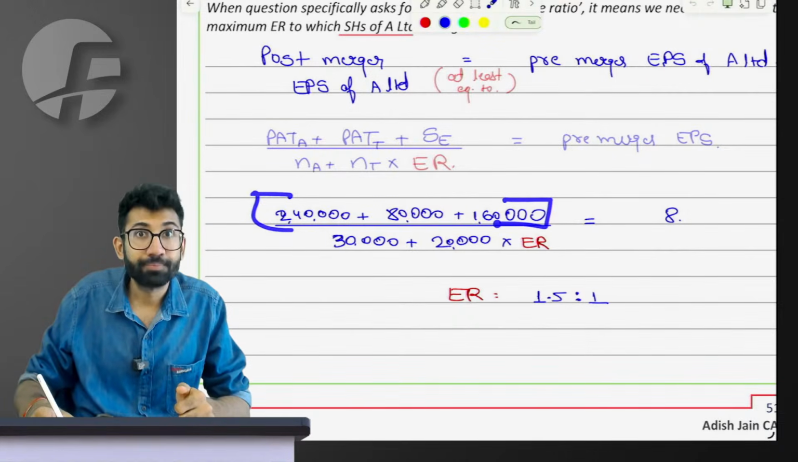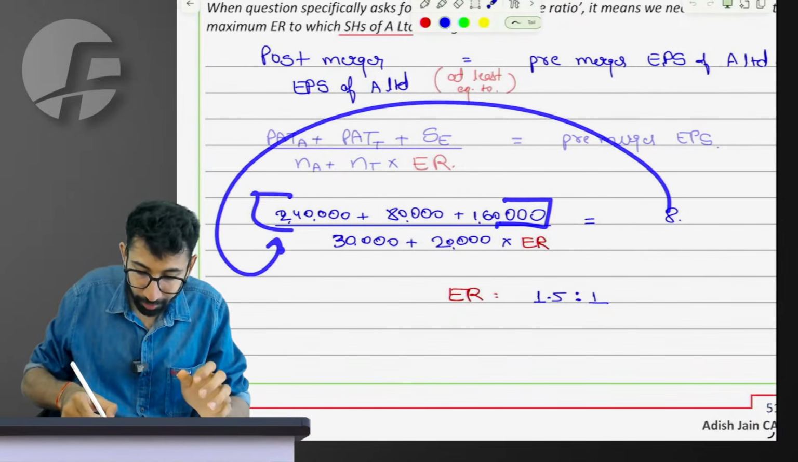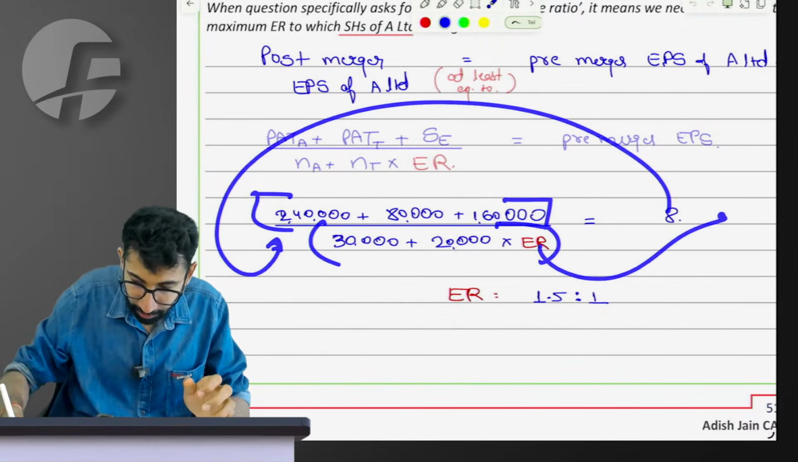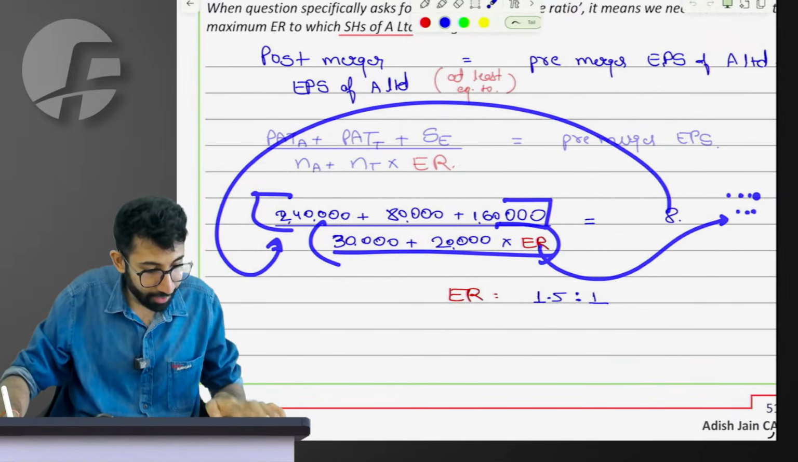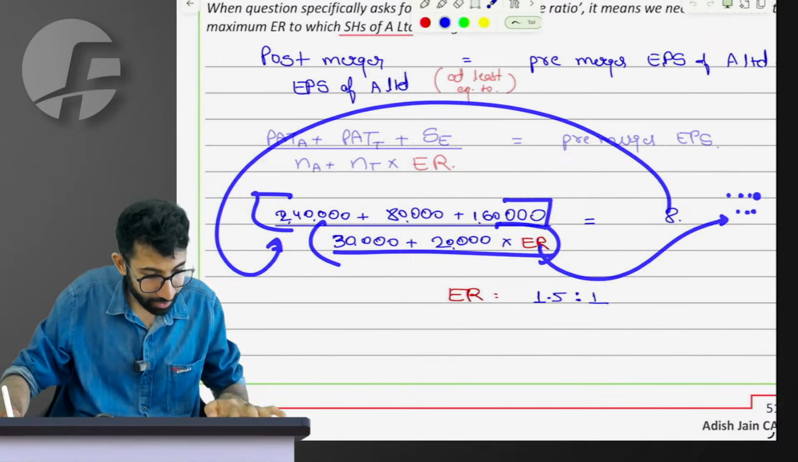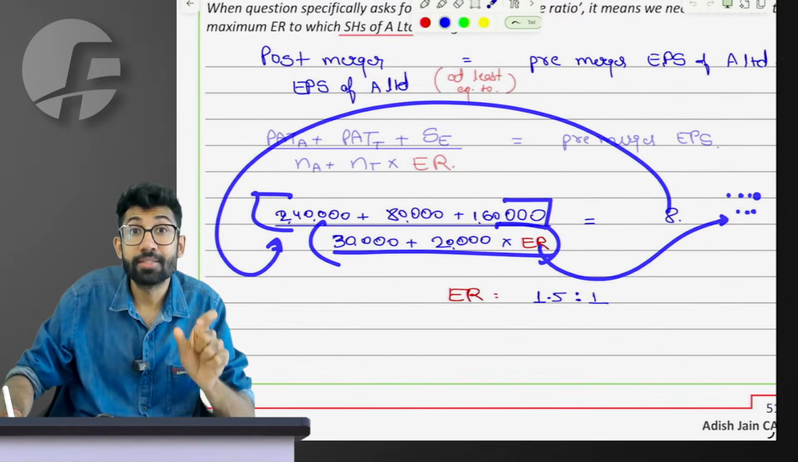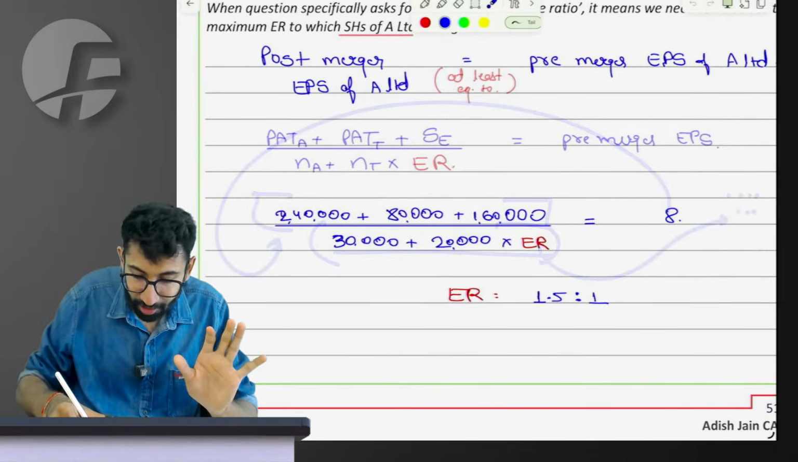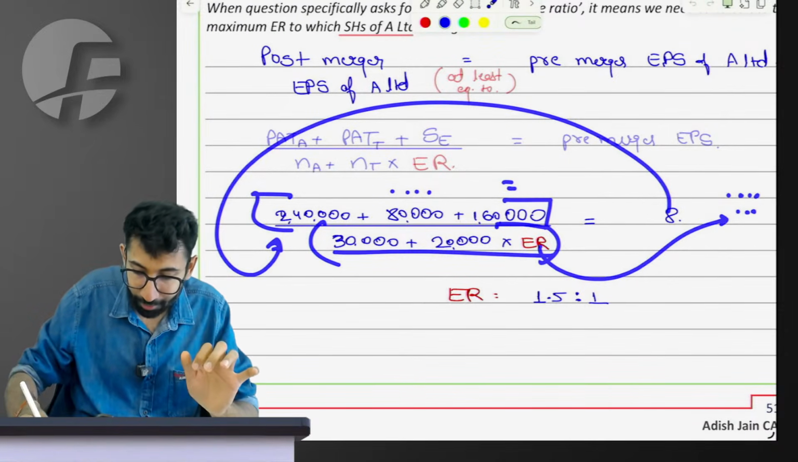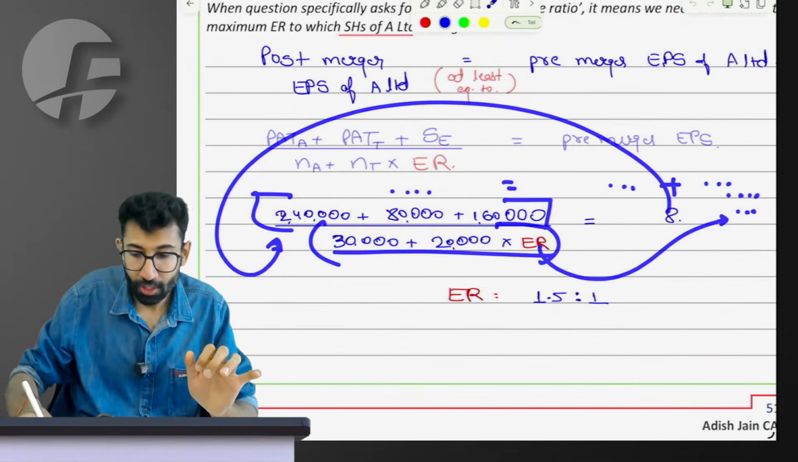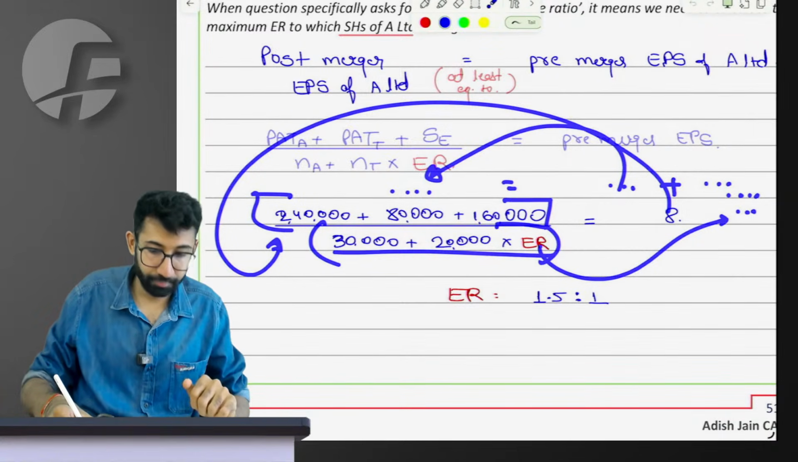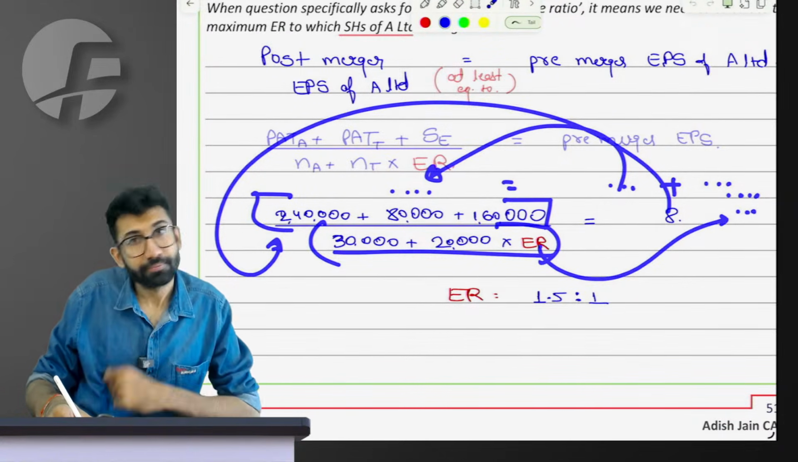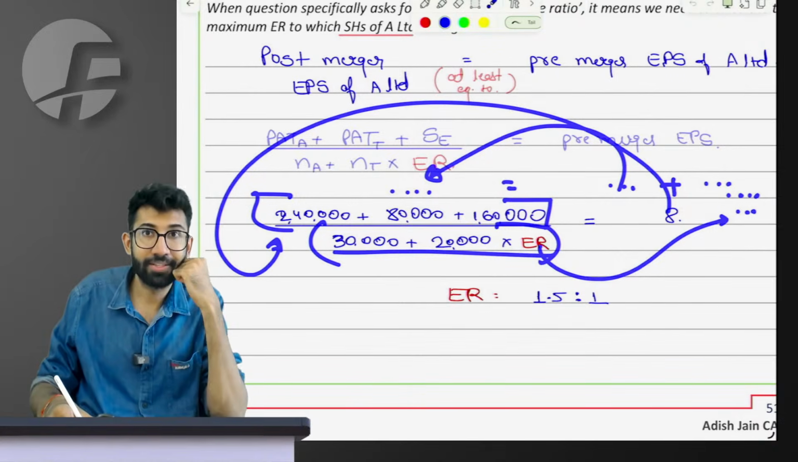On the calci, we add this up. In our imagination, we bring down 8 in the denominator and we bring 30 plus 20 exchange ratio to the RHS. So the calculation becomes 2,40,000 plus 80,000 plus 1,60,000 divided by 8, which gives me 60,000. So in my imagination, I know 60 is equal to 30 plus 20 exchange ratio. So can I bring this 30 towards the LHS and deduct from 60? So 60 minus 30 on my calc is 30.